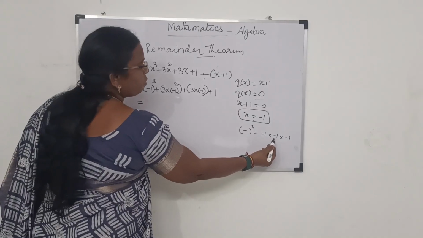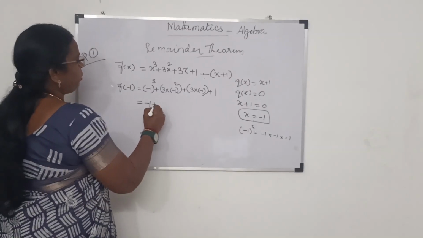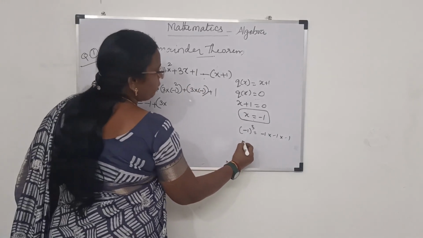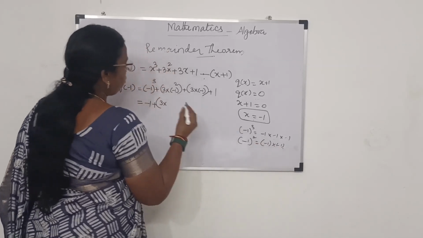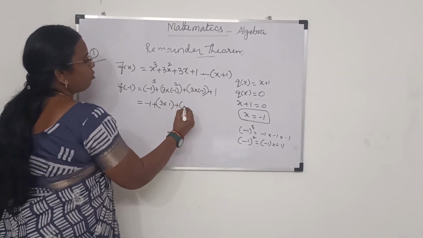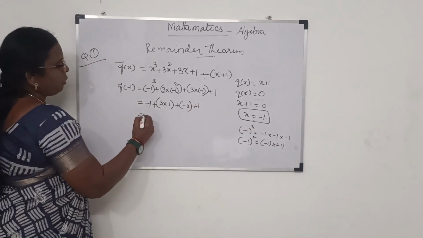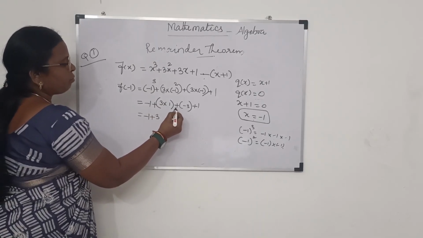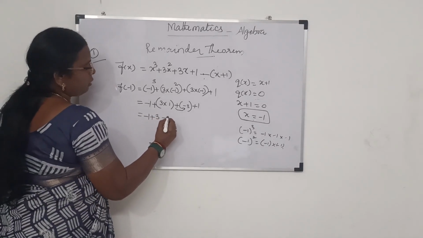So minus into minus is plus, plus into minus is minus 1, plus 3 into (minus 1) the whole square. That means (minus 1) the whole square is minus 1 into minus 1, automatically plus 1, plus 3 into minus 1. Minus 3, plus 1. So minus 1, 3 ones are 3, plus into minus. When you are multiplying the signs, plus into minus is minus 3.